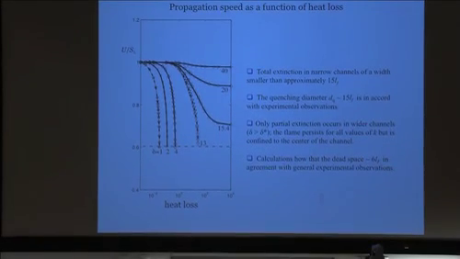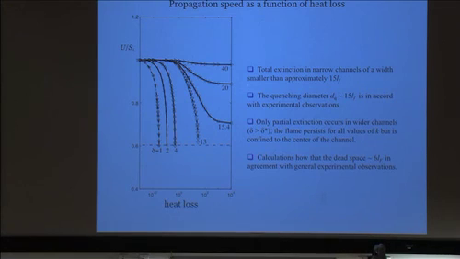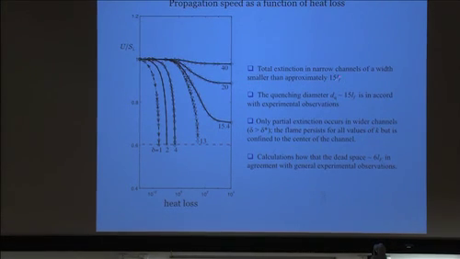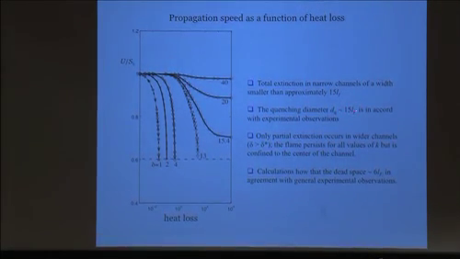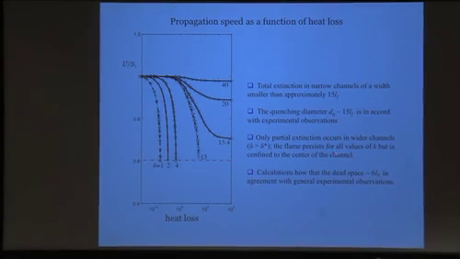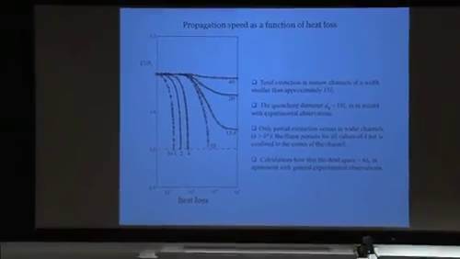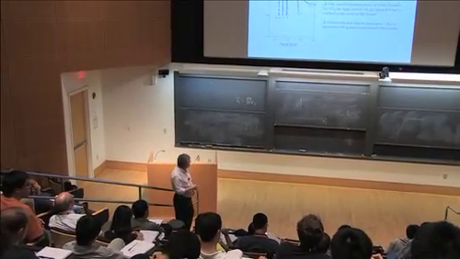This is just what I just told you. Total extinction occurs in a narrow channel, smaller than approximately 15 LF, okay? And the quenching diameter is approximately 15 times the flame thickness. Only partial extinction occurs in wider channels, but total extinction occurs in narrow channels, and calculations show that the dead space is approximately 6 times the flame thickness.